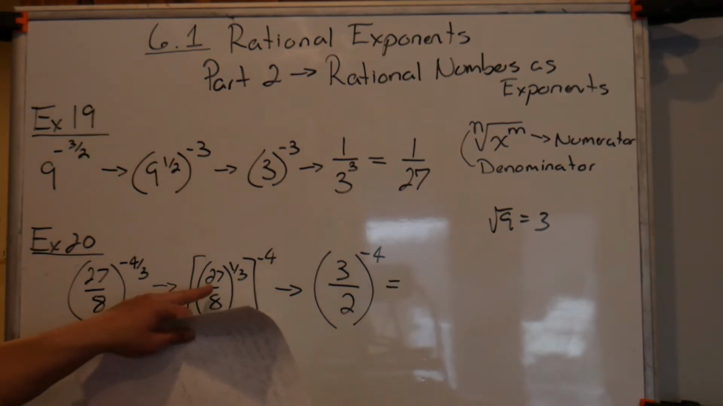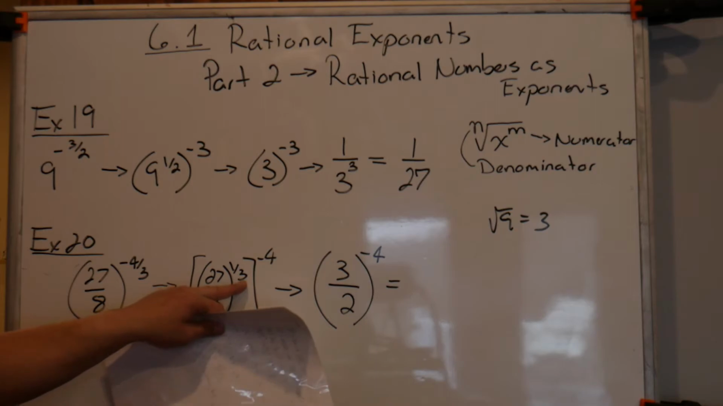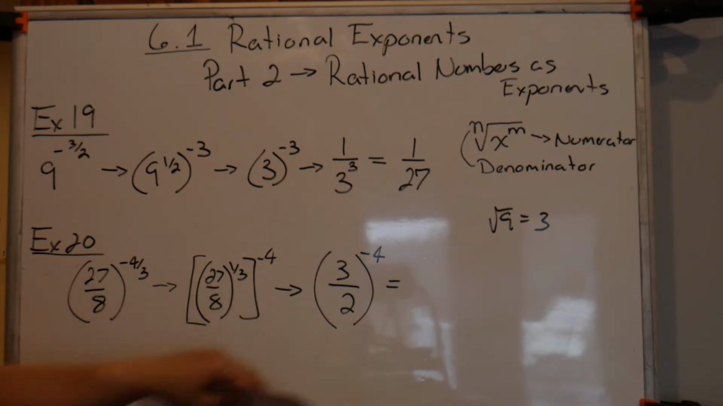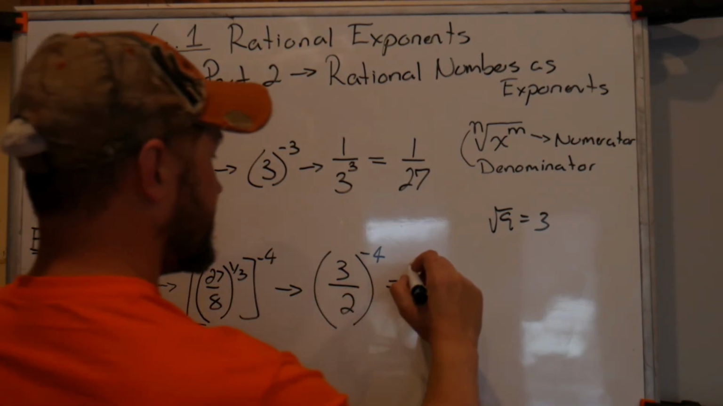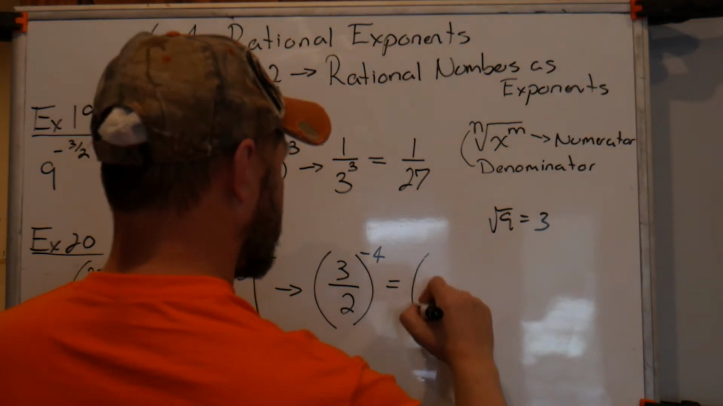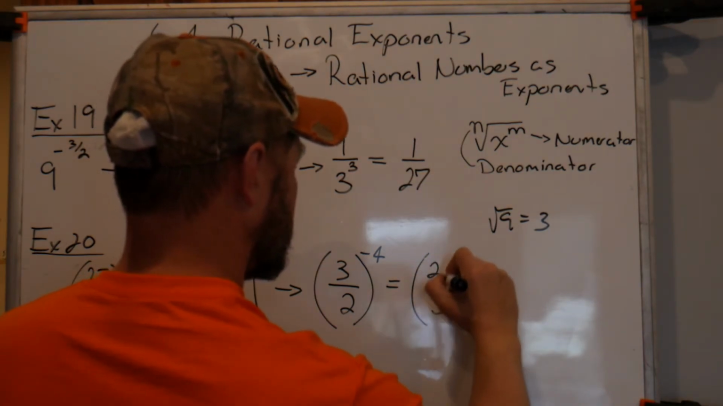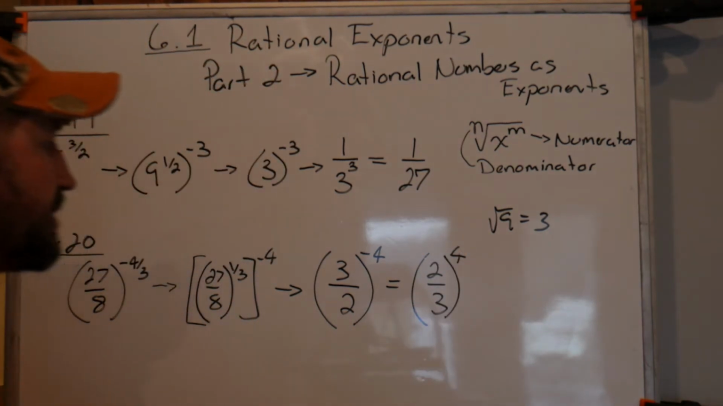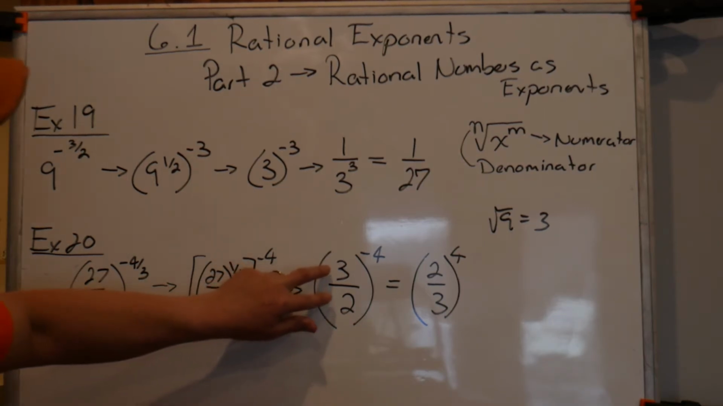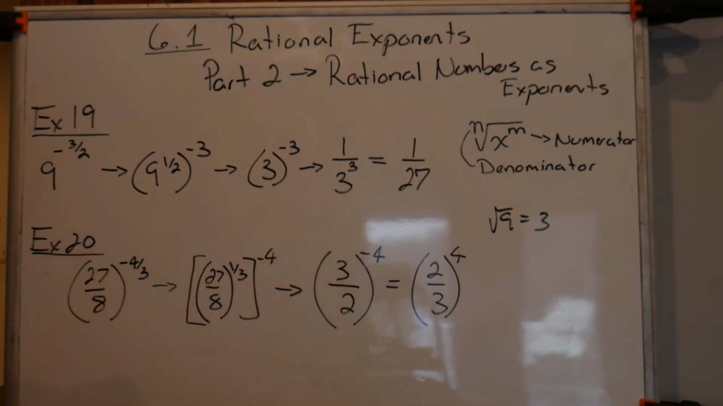So I took the cubed root of 27 because 27 to the 1/3, cubed root of 8 because 8 to the 1/3. That's how I got 3 and 2. Now, again, when you have a negative with fractions, the easiest way to think of these is to just flip it. You can think 3 to the -4th, 2 to the -4th, what do I have to do? Or anytime you see a fraction raised to a negative exponent, just flip them.